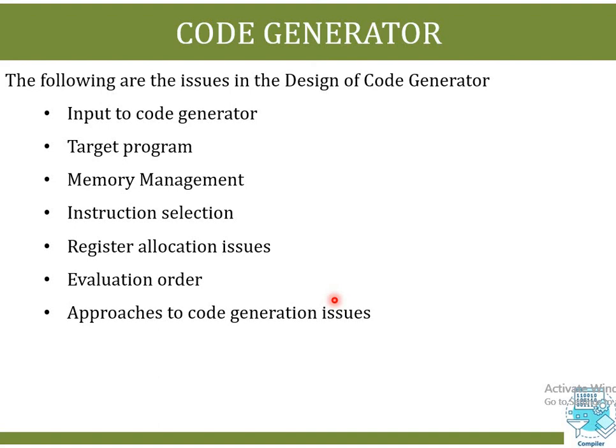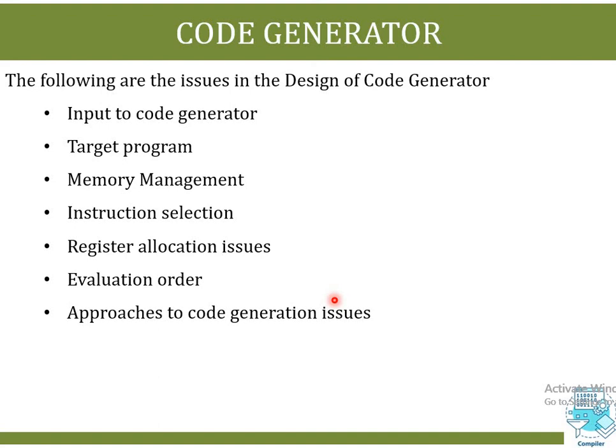And the next issue is evaluation order. When we have instructions, these instructions can be executed in different orders. So what the code generator should do is select the instructions in a particular order so that the program efficiency will be improved. In such a way, the statements' evaluation order should be selected.